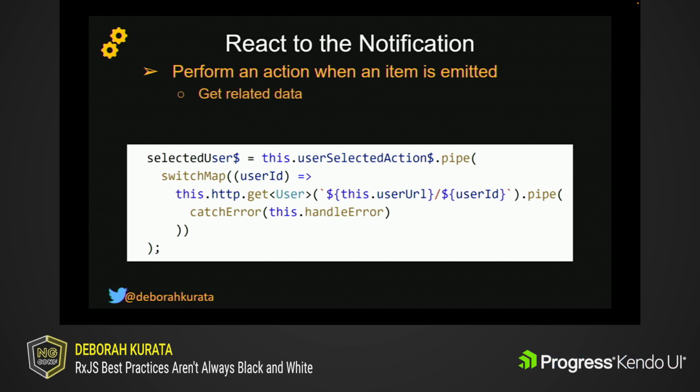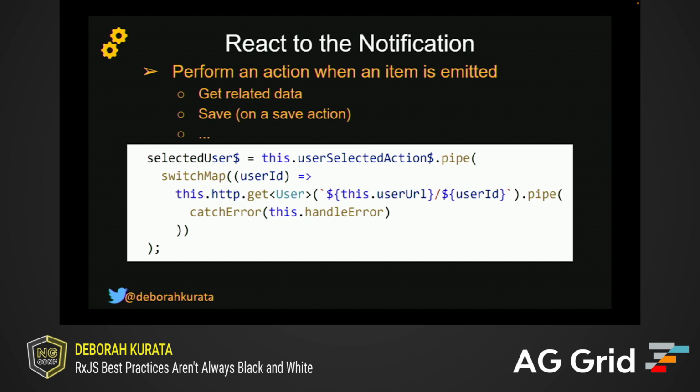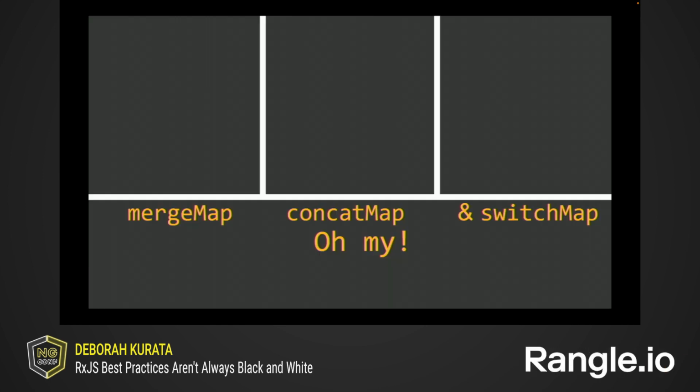So for our action, we could get related data, we could save on a save action, or whatever else we would want to do here. So how did I know to put a SwitchMap here? Is it best practice that I should always use SwitchMap? I know if you ever go to Stack Overflow and look at the RxJS solutions, the answer always is SwitchMap, right? That's always the right answer for any problem anyone's having.